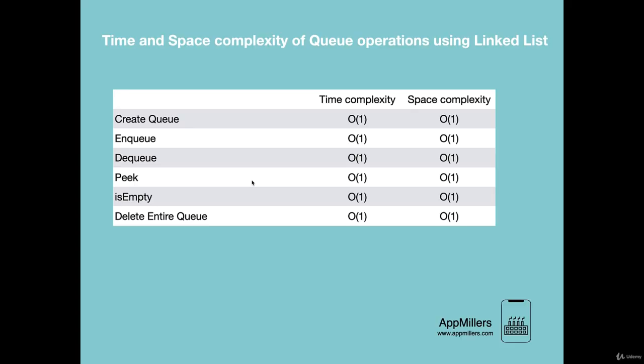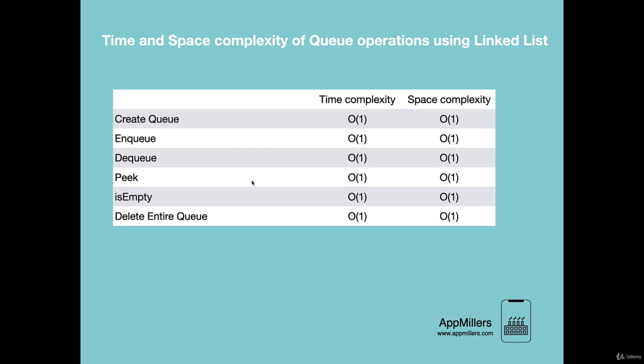Now the next method is isEmpty method. In case of isEmpty method, once again we are just checking the head value. If the head value is None, we are returning true. If head value is not None, we are returning false. So this is not a time consuming operation, that's why it takes O(1) time complexity. Now the space complexity is also O(1) because here additional memory is not required. We are just checking the head value.